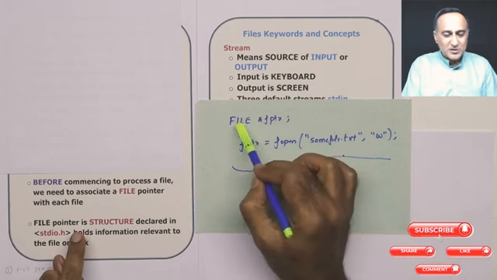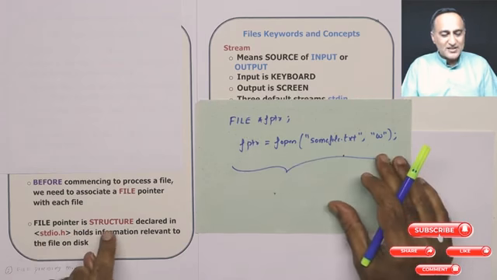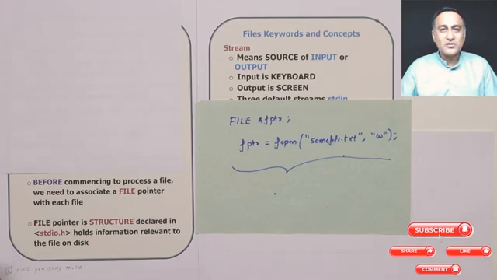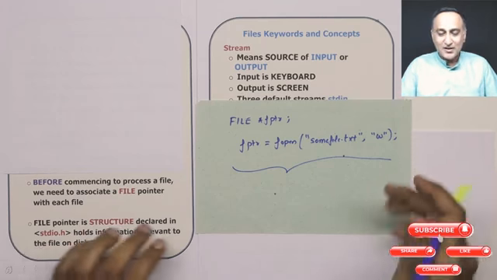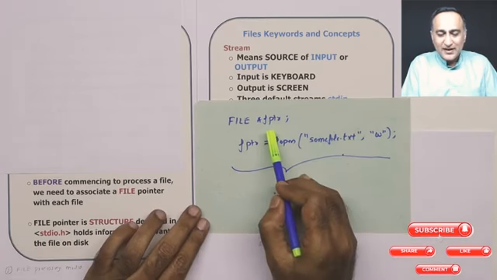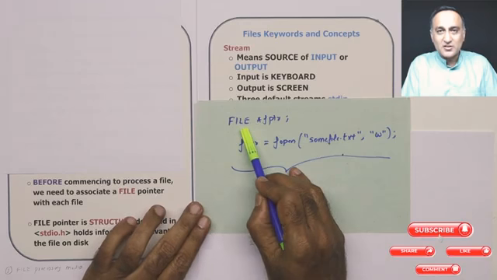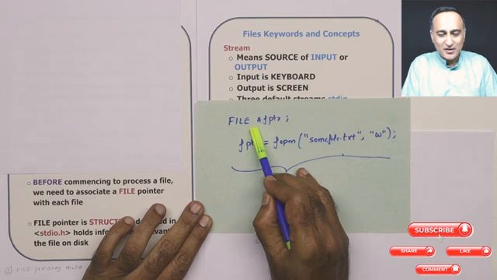If you open up stdio.h, FILE is nothing but a structure declared in the header file which contains information required for processing a file on a disk. Now this is a very big word, holds information relevant to the file on the disk. Now what is that information? So let's look at the first step. I declare fptr as a pointer to a FILE type of structure which is declared in standard header stdio.h.